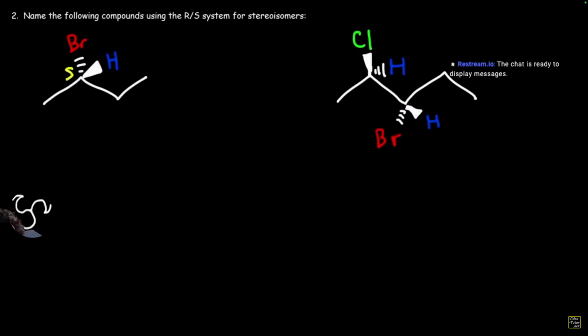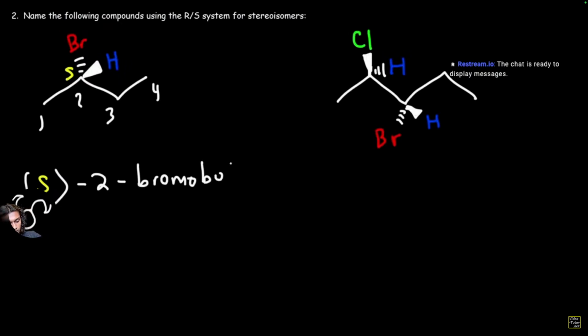Now, in order to name it, we need to count the carbons in the parent chain. So we're going to count it in this direction. So we have a 4-carbon parent chain. We're going to be dealing with butane. First, we need to write the configuration of the chiral center, which is S. We're going to enclose that in parentheses. And then we have a bromine on carbon 2, so 2-bromo. And for a 4-carbon alkane, that's going to be butane. So it's (S)-2-bromobutane. That's how we can name this particular stereoisomer.